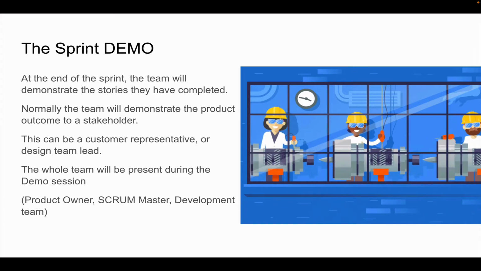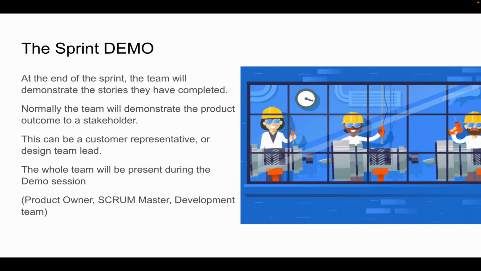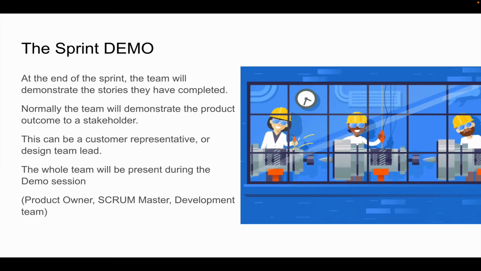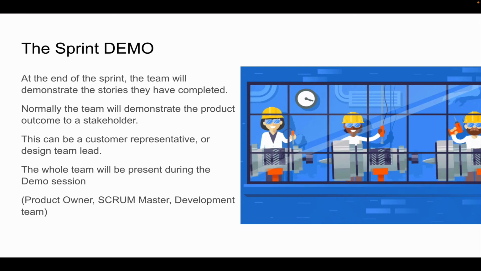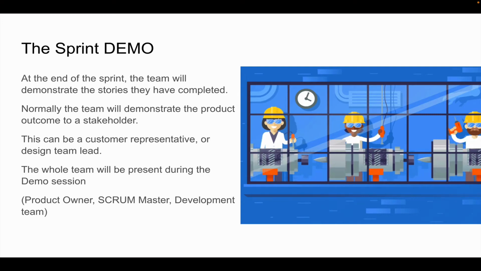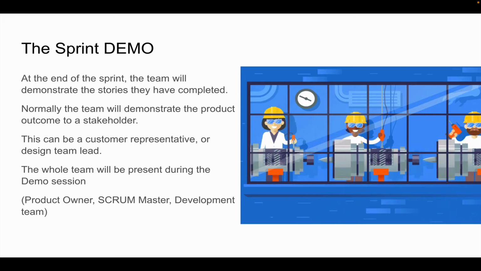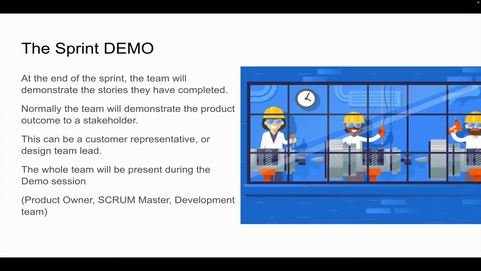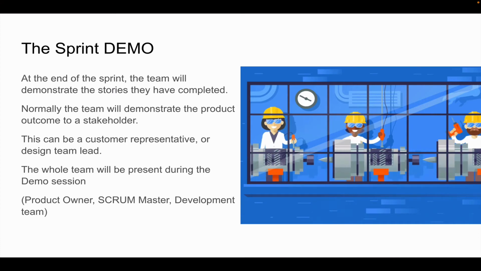So normally the team will demonstrate the product outcome to a stakeholder. This can be a customer or it can be a design team lead. And the whole team will actually be participating during the demo session. So the product owner, the scrum master, and the development team will be available.